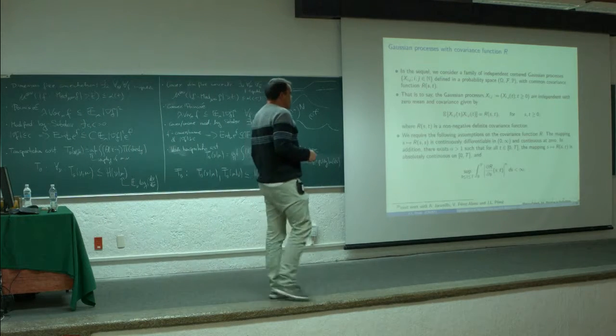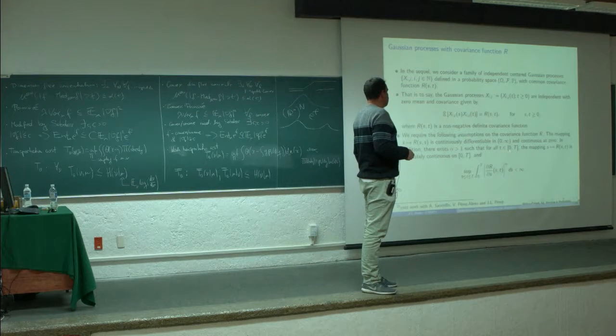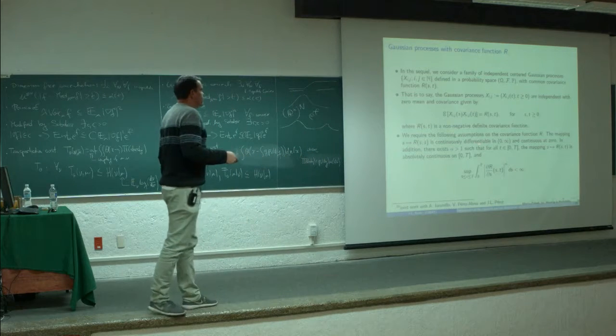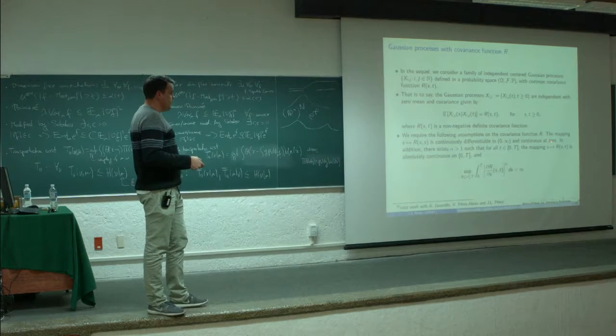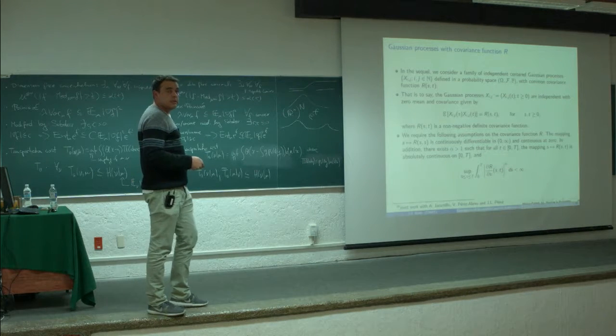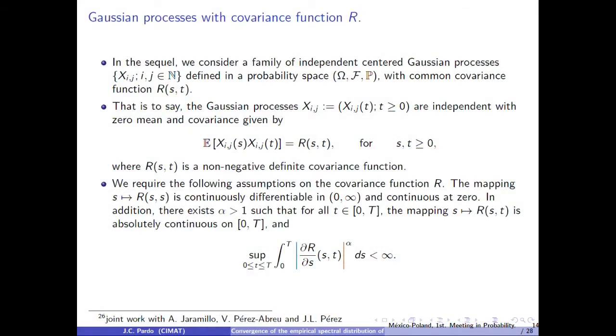In order to do Malliavin calculus with this extended operator, which I will define later, we need the following assumption: this mapping is continuously differentiable in (0,∞) and continuous at 0, and in addition there exists alpha bigger than 1 such that the supremum over t of the integral from 0 to t of the derivative with respect to s, to the power alpha, ds, is finite. I will show later why this is needed.